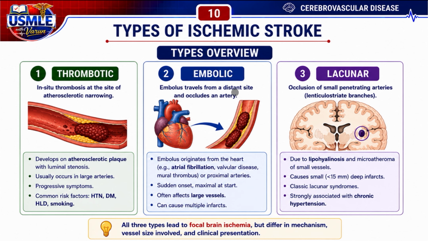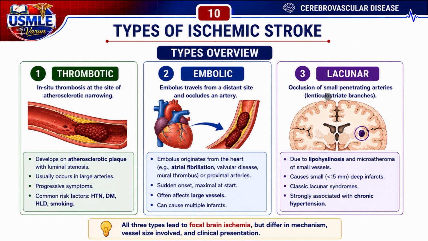Now, coming to embolic ischemic stroke, the embolus travels from a distant site and occludes an artery. The embolus originates from the heart, most commonly seen in cases of atrial fibrillation, valvular disease, and mural thrombosis, or also from the proximal arteries, like the subclavian arteries. This is usually of sudden onset and is maximal at the start. It often affects large vessels. It can cause multiple injuries.